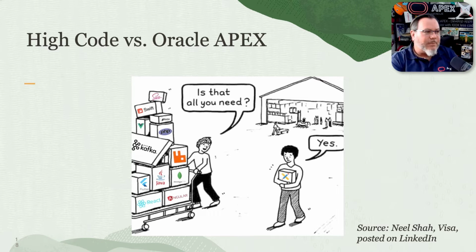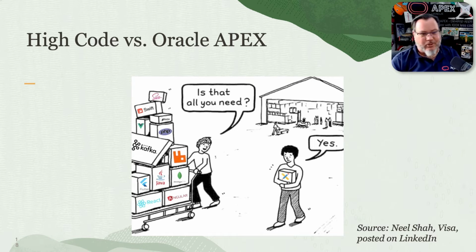This particular meme has been floating around on the internet for a while, but it is the best cartoon summary of what we just reviewed. High code versus Oracle Apex. High code usually requires various things like you see on the cart on the left. And this guy's asking, is that all you need? Just that box called Apex? And the answer is a resounding yes. That's all we need to deliver these applications in production with Oracle Cloud.